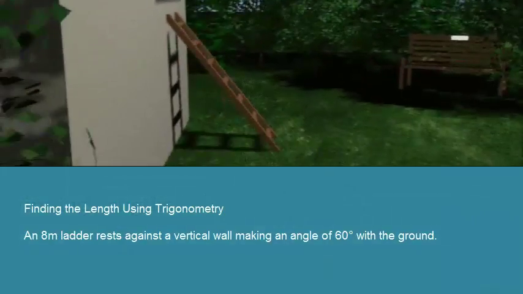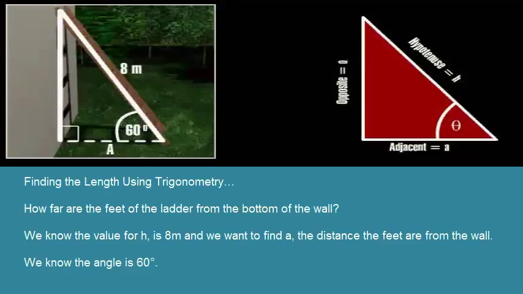An 8-metre ladder rests against a vertical wall, making an angle of 60 degrees with the ground. We know the value of h is 8 metres, and we want to find a, the distance the feet are from the wall. We know the angle is 60 degrees.